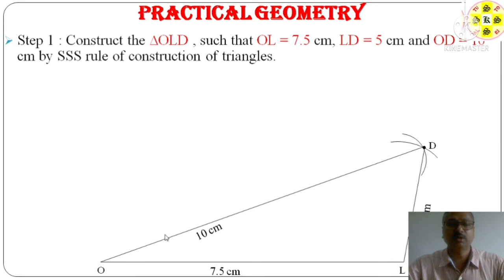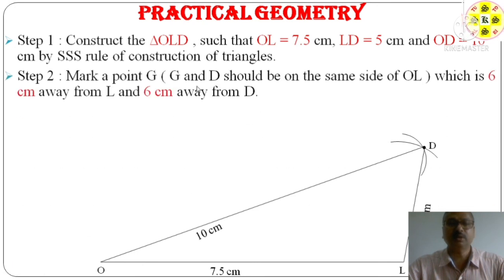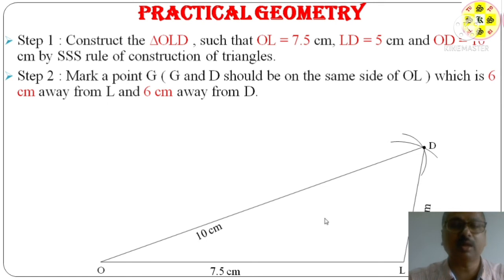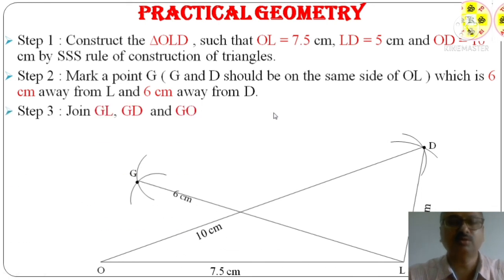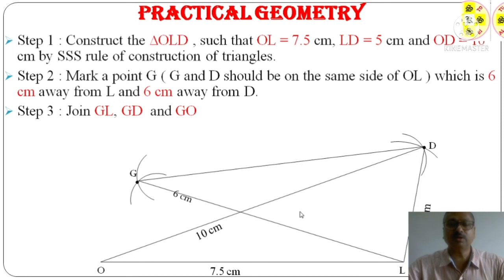So now next we will mark a point here. Now same condition, the point G should be on the same side of OL as D. Which is 6 centimeter away from L and 6 centimeter from D, from both this is 6 centimeter. So in the figure may not be equal, but this is again an isosceles triangle, 6 centimeter, 6 centimeter. So 6 centimeter away from L as well as 6 centimeter away from D.